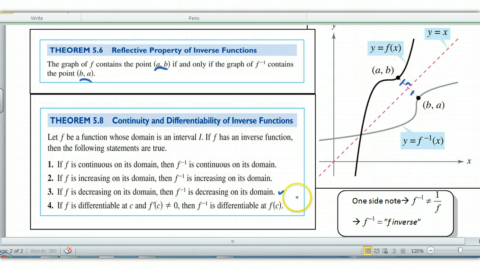And then if f is differentiable at c and f prime of c does not equal 0, then f inverse is differentiable at f of c. Okay?